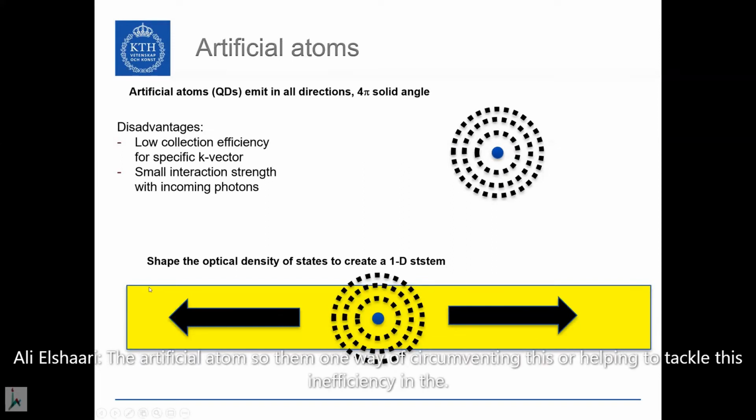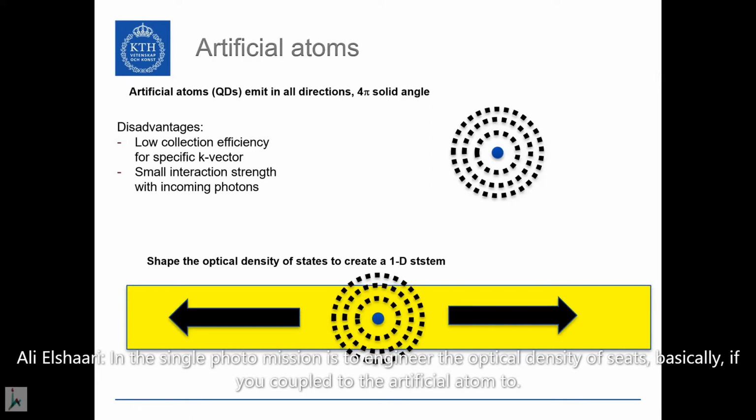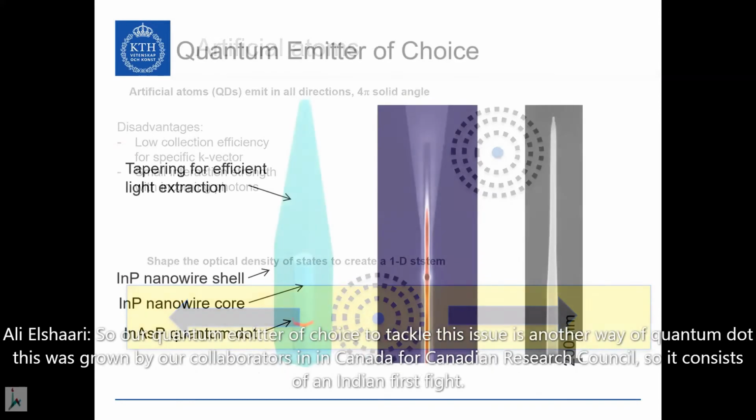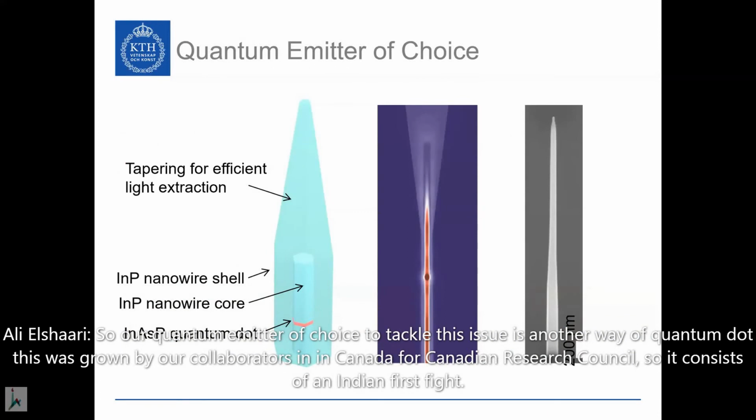One way of circumventing this, or helping to tackle this inefficiency in the single photon emission, is to engineer the optical density of states. Basically, if you couple the artificial atom to a cavity or a one-dimensional photonic waveguide, you can direct the emitted photons with high efficiency to these guided optical modes. So our quantum emitter of choice to tackle this issue is a nanowire quantum dot.